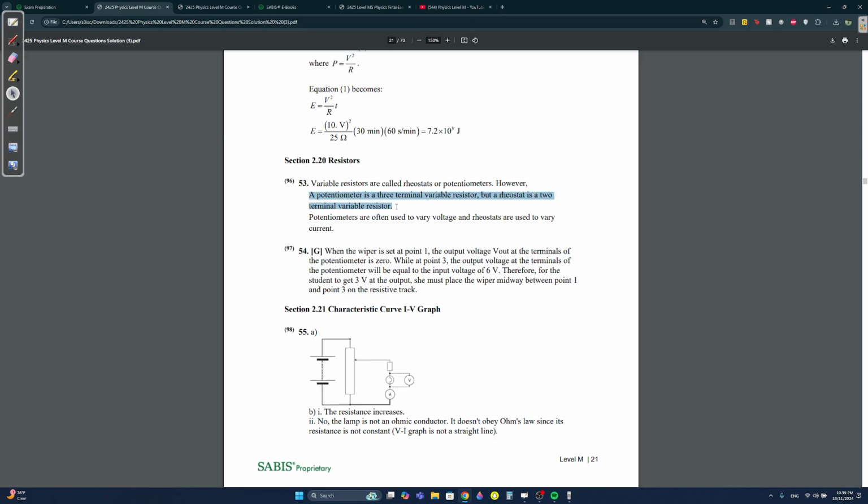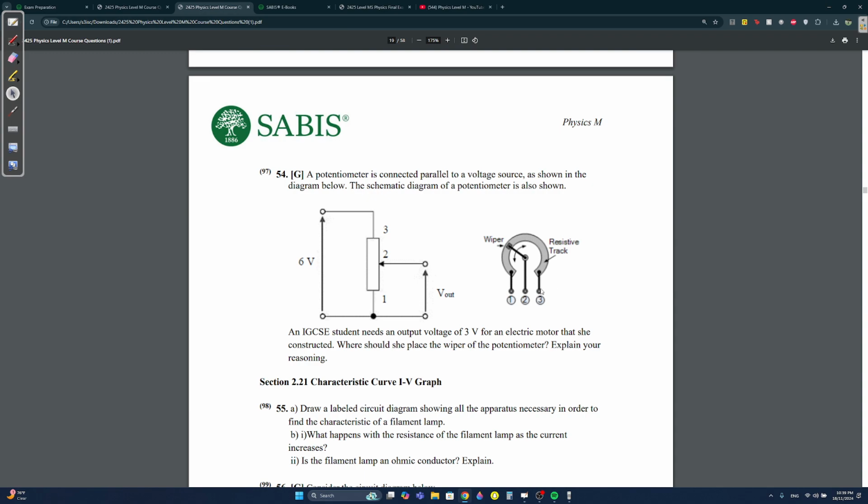I don't think I'd remember this in the exam. But yeah, this is a potentiometer. One, two, three. And so small. This is also a potentiometer. This over here is a potentiometer. You see how it has three?